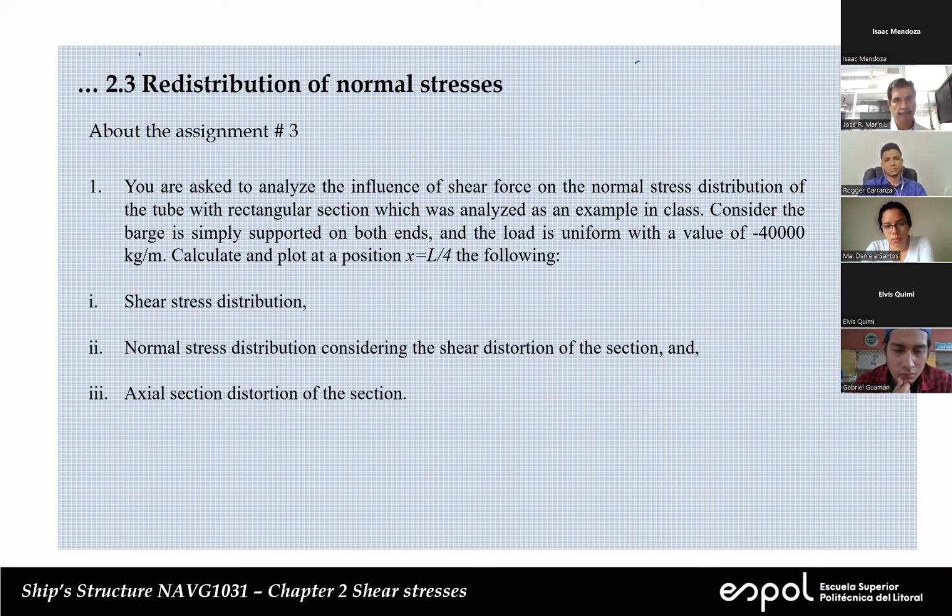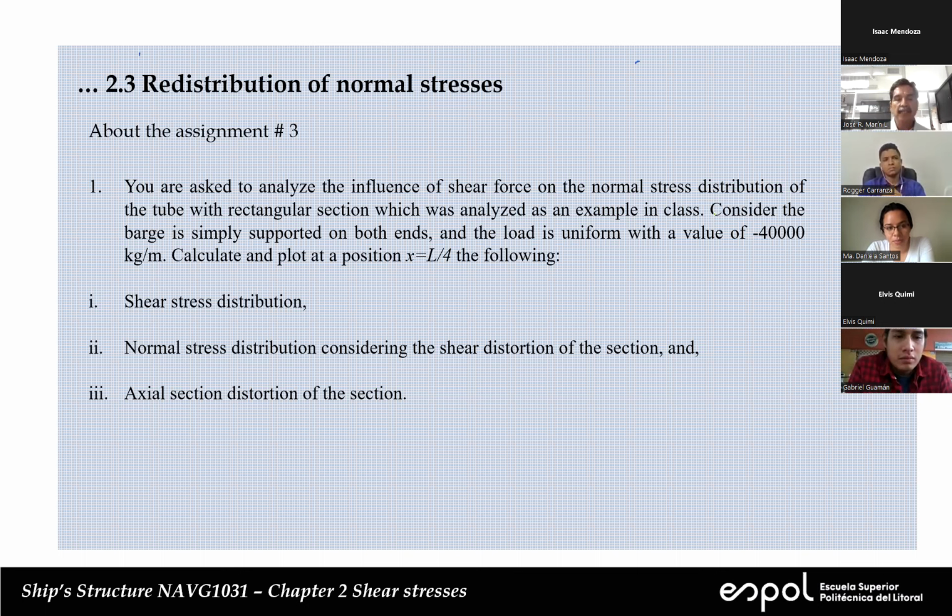Consider the barge is simply supported on both ends. And the load is uniform with a value of minus 40,000 kilograms over meters.